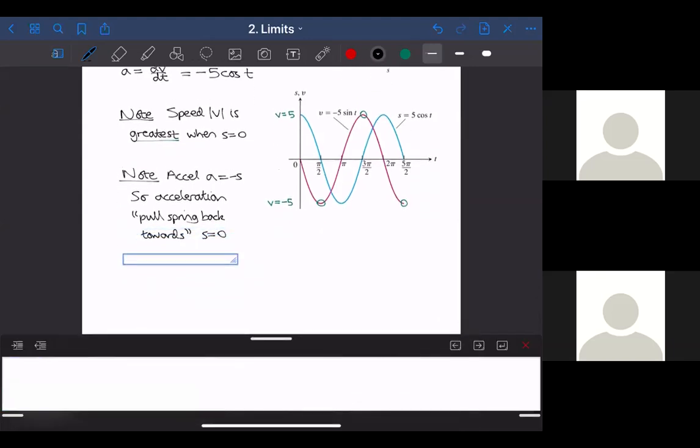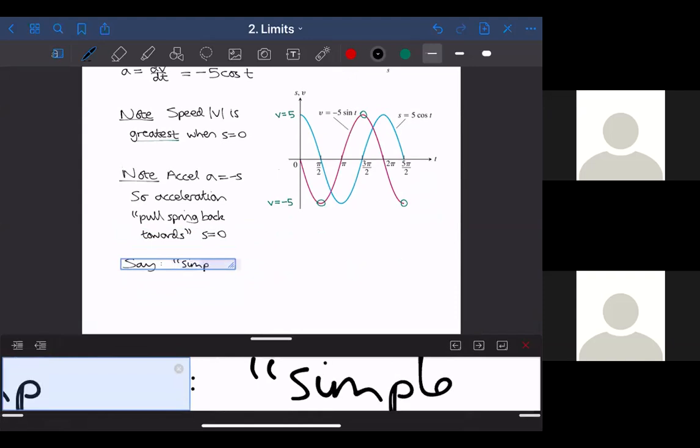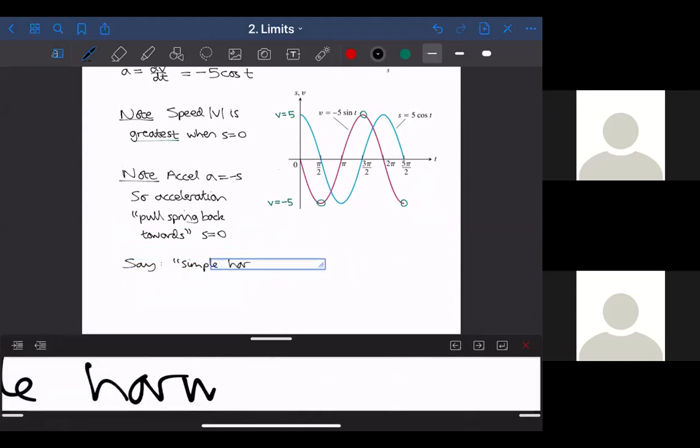So this is called simple harmonic motion.